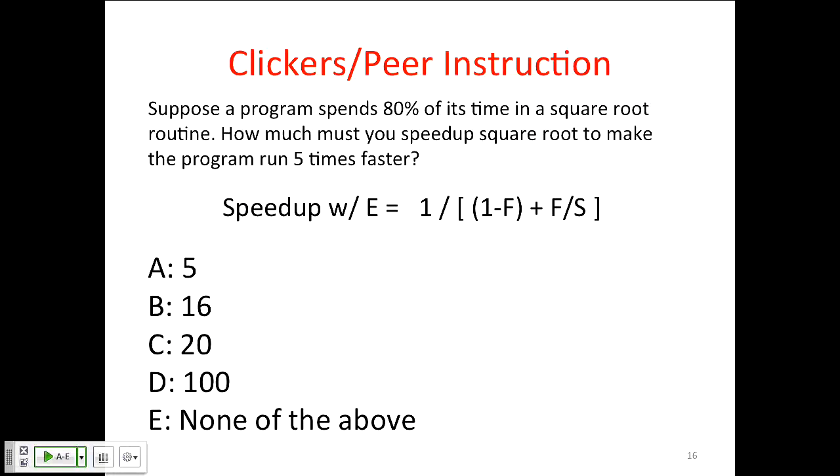Okay, so clicker time, just to hammer home Amdahl's law. A program spends 80% of its time in a square root routine. How much must you speed up square root to make the program run 5 times faster?